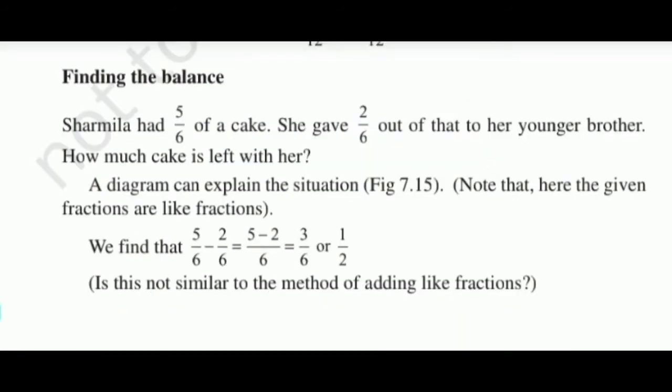Find the balance. Sarmila had 5/6 part of a cake. She gave 2/6 out of that to her younger brother. How much cake is left with her? A diagram can explain the situation. Note that here the given fractions are like fractions. We find that 5/6 minus 2/6, (5 minus 2)/6, will give 3/6 or 1/2. Is this not similar to the method of adding like fractions?